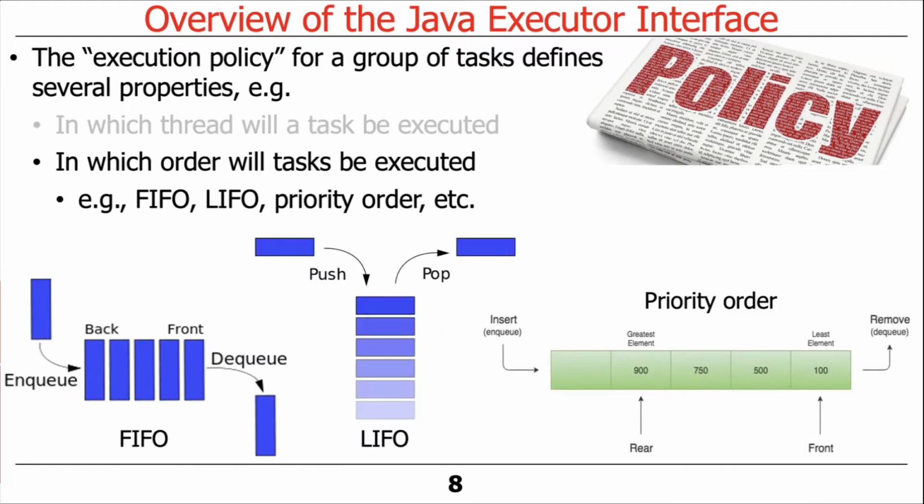Another thing you can determine is which order tasks will be executed. Tasks could be executed in first in, first out order, or FIFO order. A FIFO is like a typical queue. There's different kinds of queues, of course. Tasks could also be executed in last in, first out order, LIFO, which is like a stack. And you could also have priority order, which would be a priority queue.